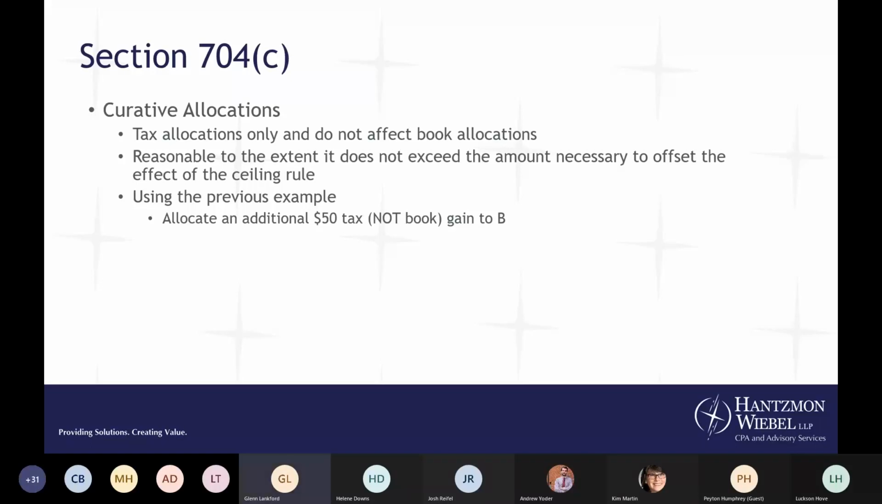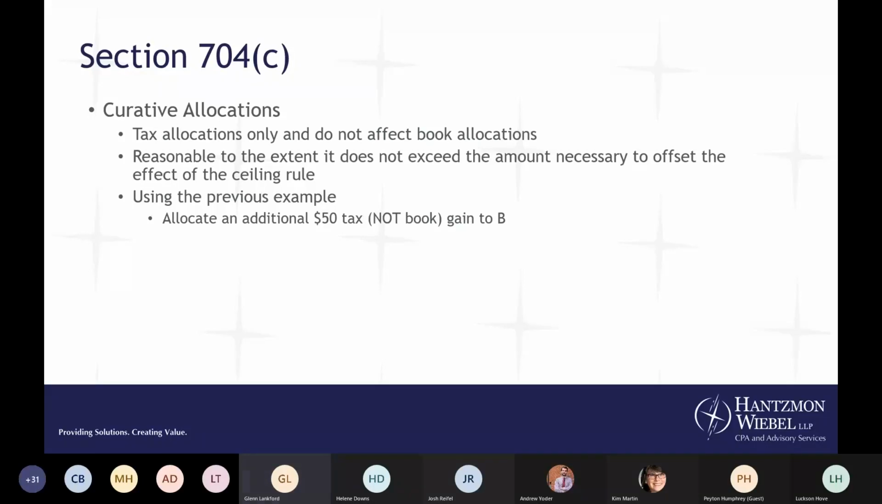So that would be where you could make an allocation, but you can't allocate more than the amount of gain that you have. In our example here, we had a $300 gain, and the capital accounts were going to be skewed if you just allocated the $300 gain all to B, and the book gain of 100 between A and B 50-50. But you could, if it's provided for in the partnership agreement, allocate some other item of income.